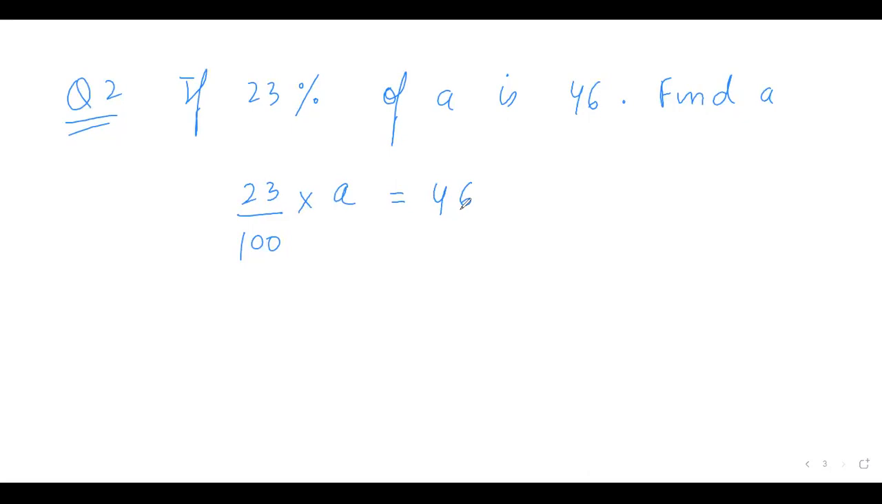Now we can apply the rules of transposition and send 23 upon 100 to the other side. Now you can cut it, 23 twos are 46, so you are getting A is equal to 200. So the question is easy. Wherever there is percentage, it means 23 divided by 100, of means multiply, and then you have to find the value of A.